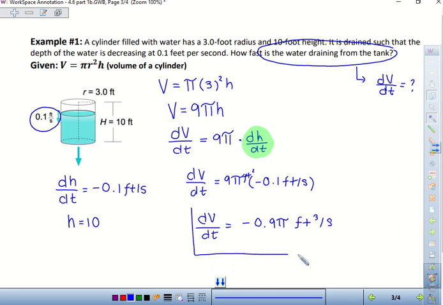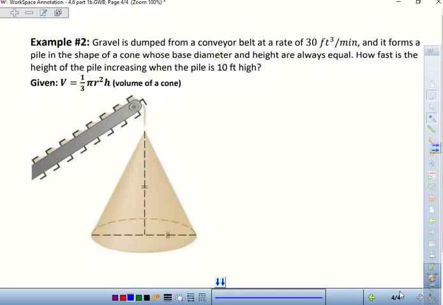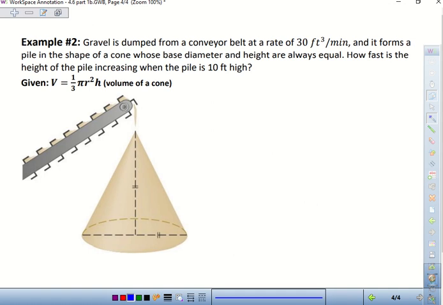Do you understand the concept of when to plug in before taking the derivative? Or hopefully you're starting to understand. Okay. Next question is a cone problem. Gravel is dumped from a conveyor belt at a rate of 30 feet cubed per minute.